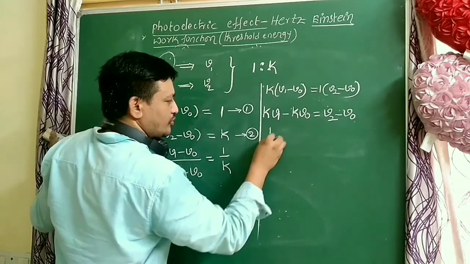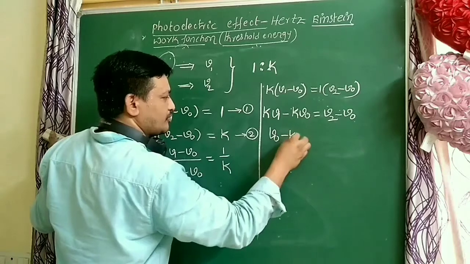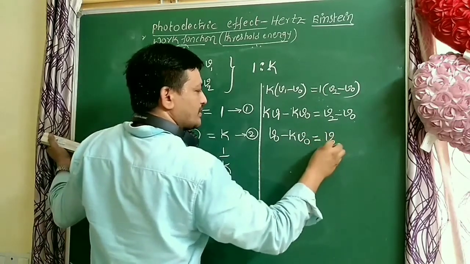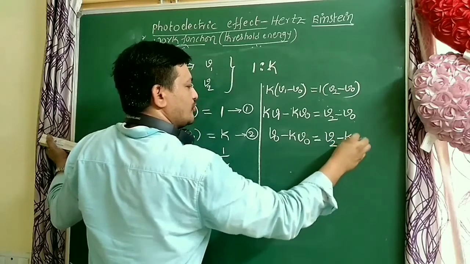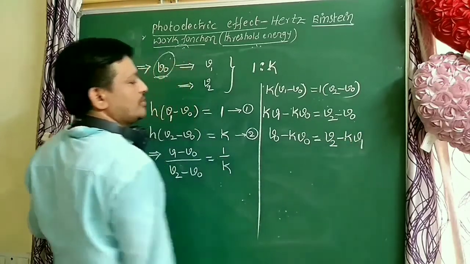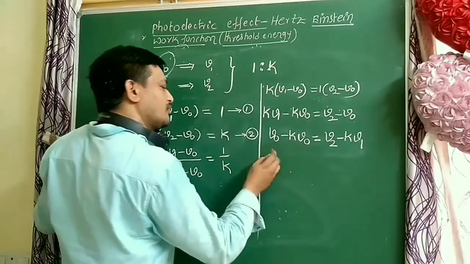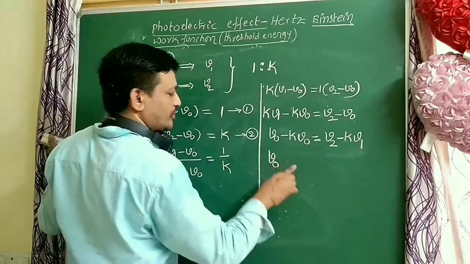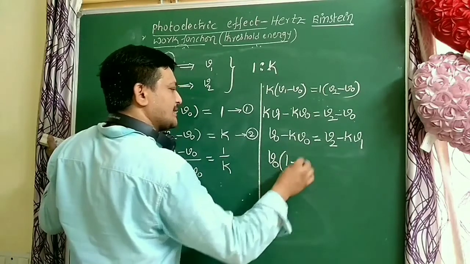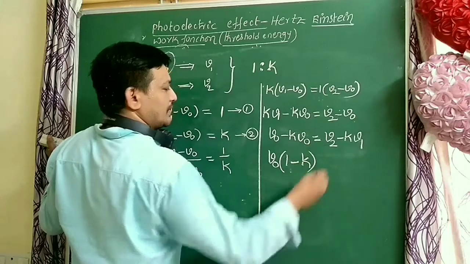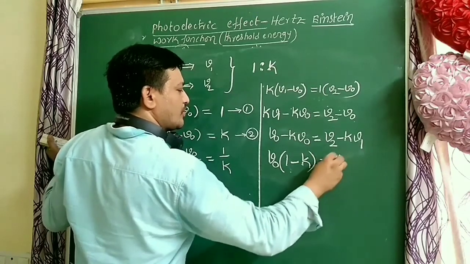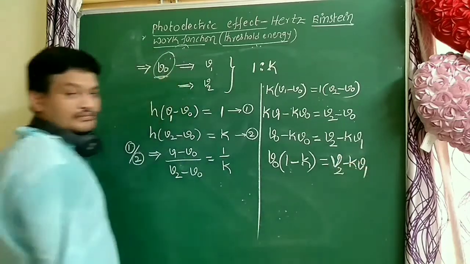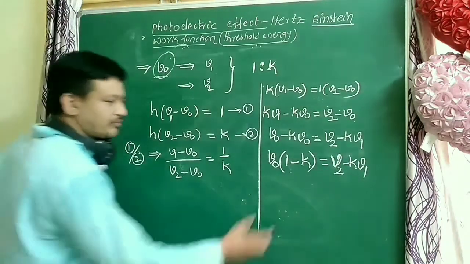So this mu naught, bring this side, this value bring that side. Mu naught minus k into mu naught equals mu2 minus k into mu1. So I have to take mu naught common: mu naught into (1 minus k) equals mu2 minus k mu1. That is very important.